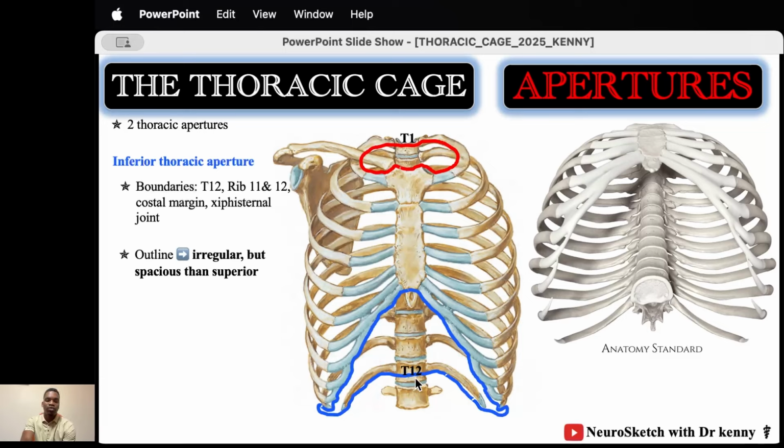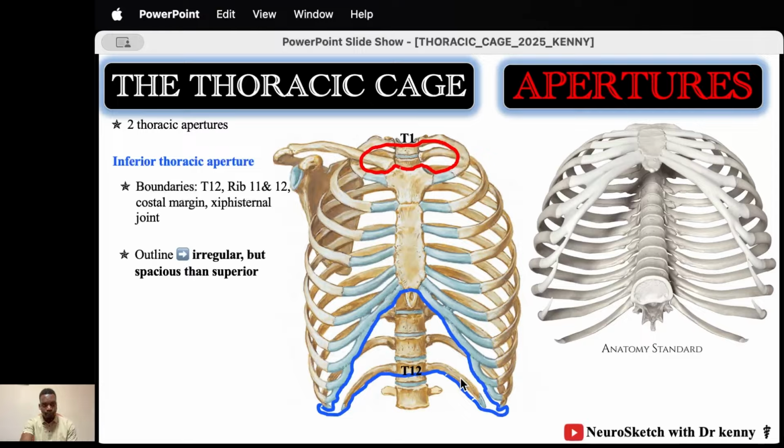Rib number 12, rib number 11, and then the costal margin, and here the junction between the xiphoid process and the body of the sternum, the xiphisternal joint, and then you are moving laterally in the same fashion.